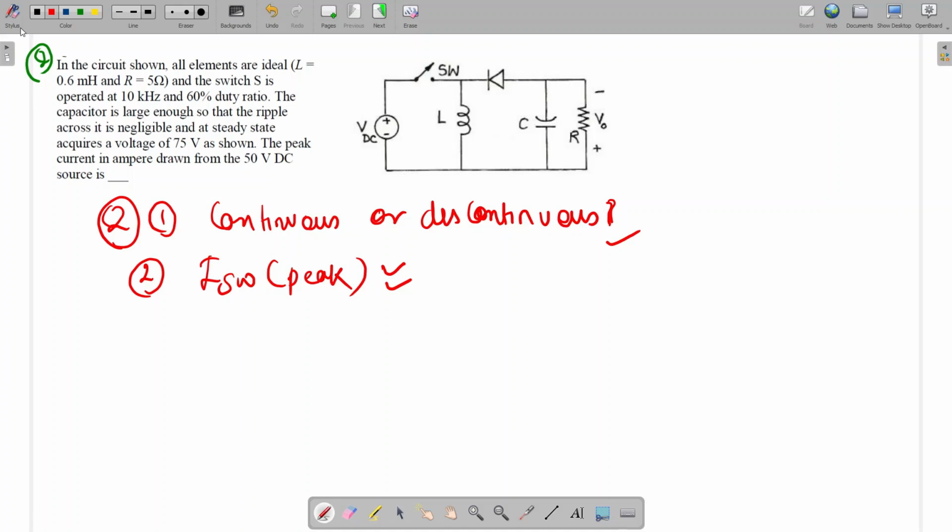Yes, sir. Okay. So this is the first question I have taken. First we will check whether this is working in continuous or discontinuous conduction.